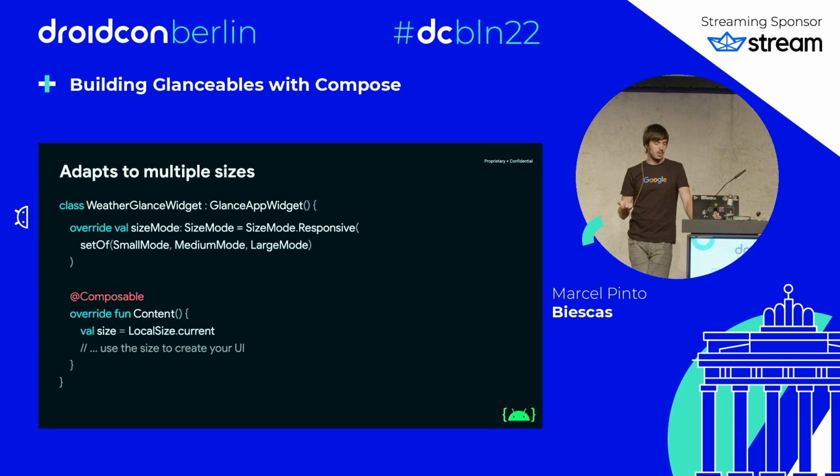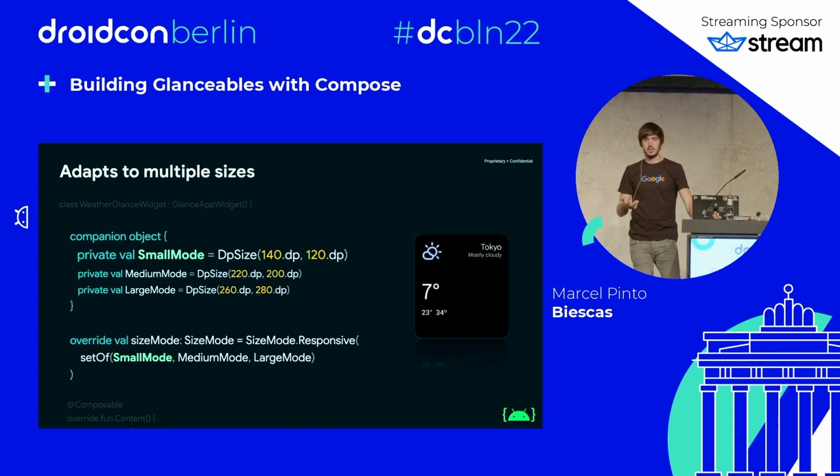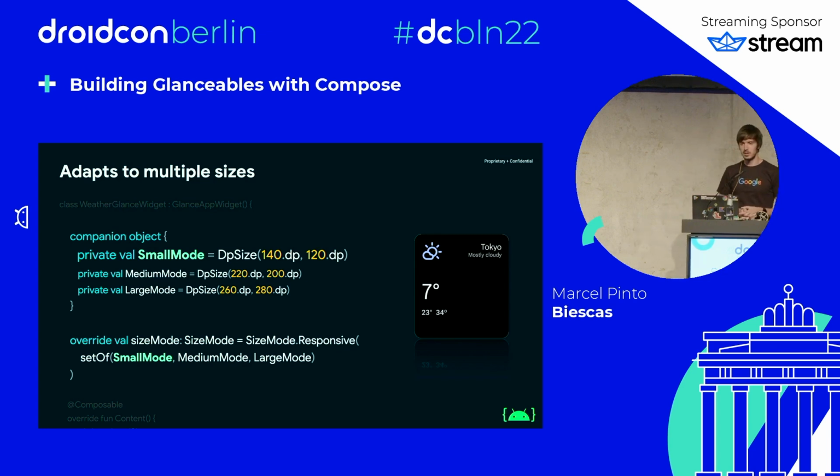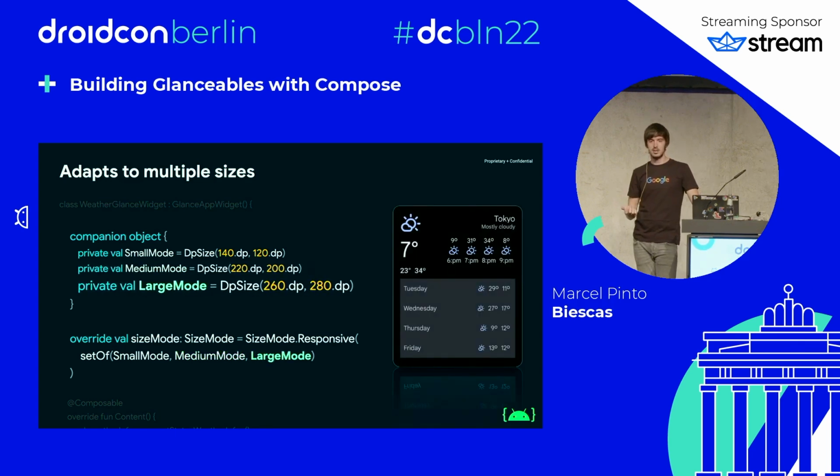So the best thing we can do is actually use the responsive mode by providing the size small, the medium, and the large. For readability purposes, I recommend you define them on maybe a top object or a variable like here. And basically what we are saying is that, OK, if you have at least 140 by 120 DP size available, use the small mode. Instead, if you have at least 220 by 200, use the medium. And if you have even more space, actually use the large mode.